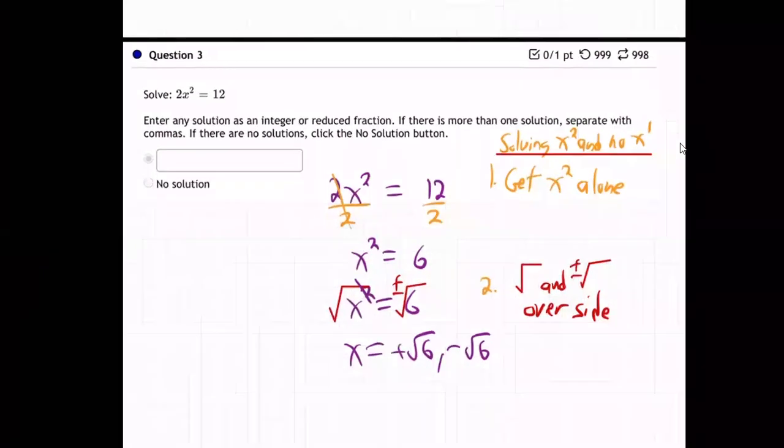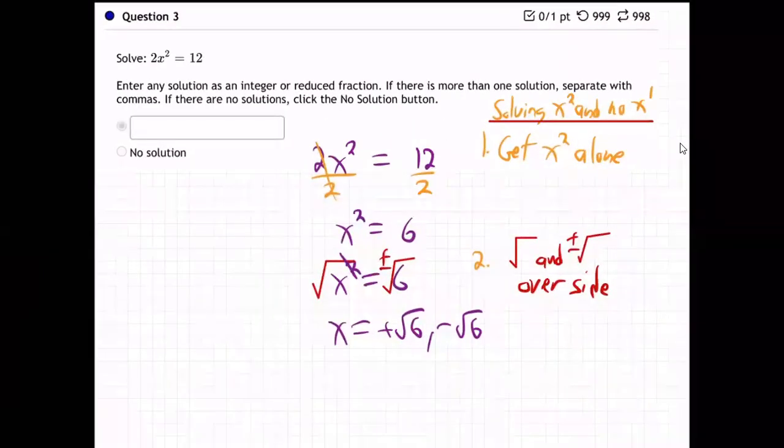Because now, could you do that on your calculator? You could. If you hit square root of 6 here, I'll do it real quick. It's going to be like 2.4494897, and so on. And we just don't want to type in that big, long, ugly decimal.